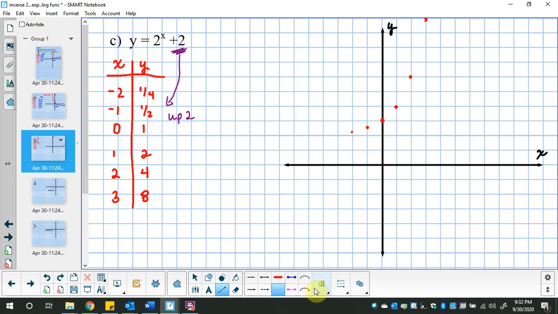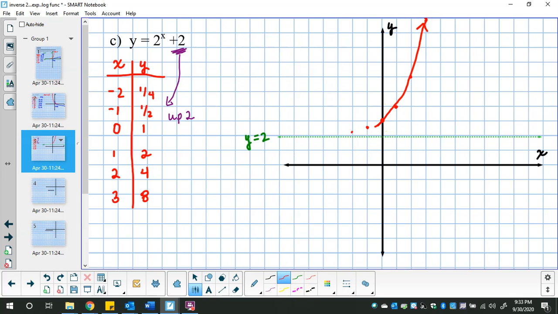And probably one of the more important things for this one is you've got your horizontal asymptote, which is usually running through the x-axis, but now it's going to go up 2. So now your horizontal asymptote isn't y equals 0, it's y equals 2. And I can do my best job, pressure's on, to connect these dots. Okay, I'm just bad at this.